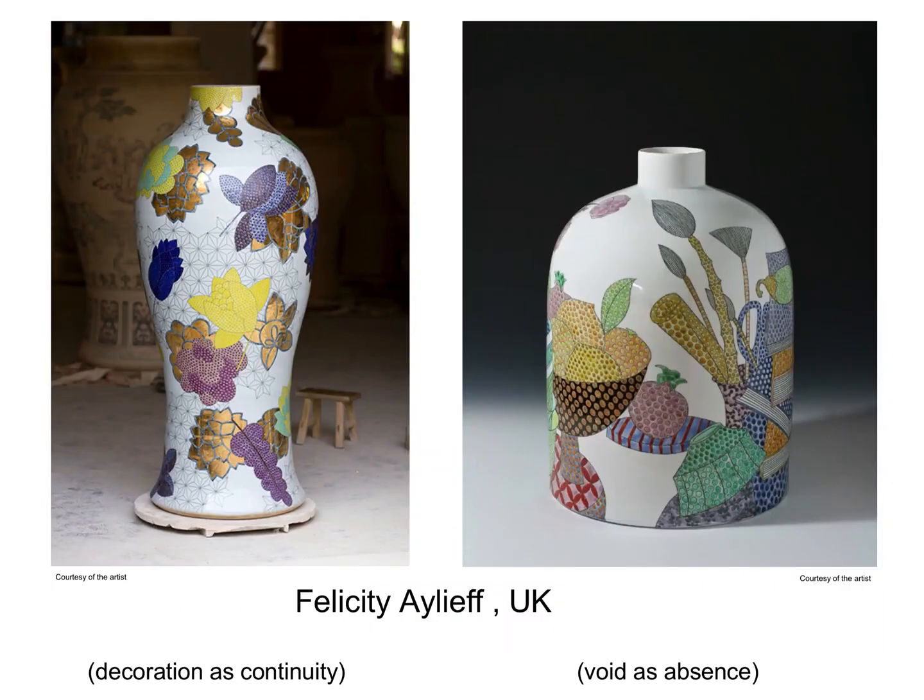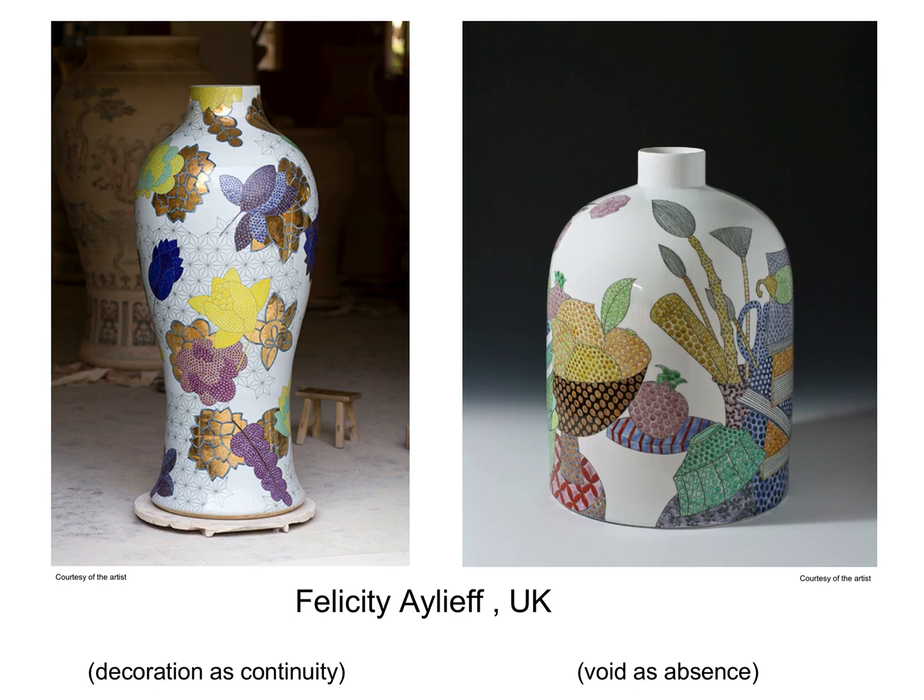While in the work of Félicité Elia from the United Kingdom, work that she has done collaboratively in China, that relationship is a little bit more awkward and less convincing. While on the left you have decoration as continuity, where the decoration goes all over and is quite credibly inserted within the form. On the right, the absence, void of the ground, this white empty space feels very distinct and separate from the image itself, and I again call that void as absence.